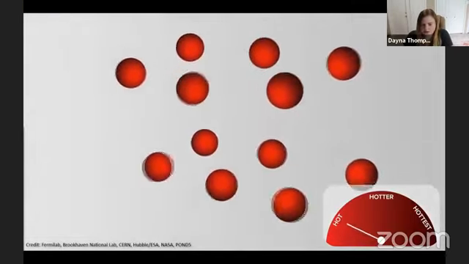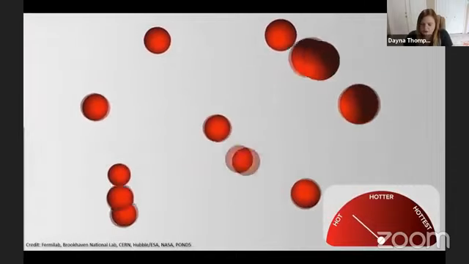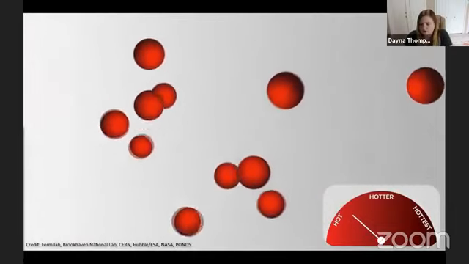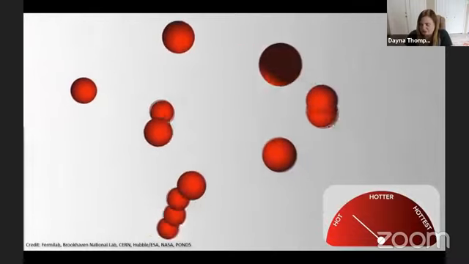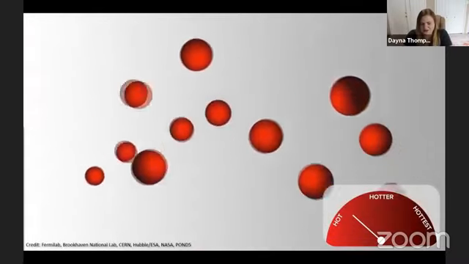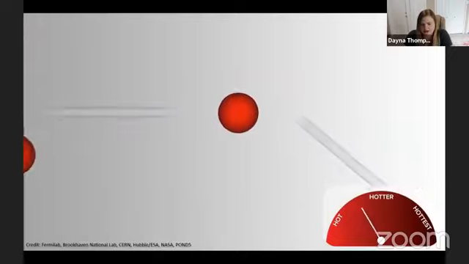And when matter is heated even more, the interactions between the molecules become negligible and the matter turns into a gas where the molecules kind of just bounce around randomly. But let's zoom in on a single molecule.